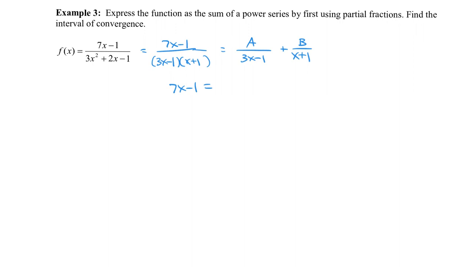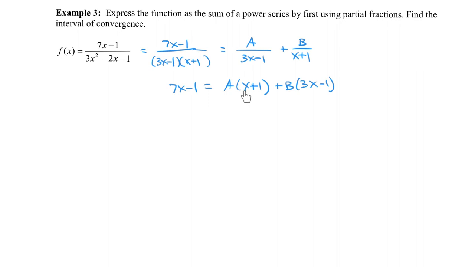And if you remember, what we'll get is a times x plus 1 plus b times 3x minus 1. Usually to solve this, we learn 3 different ways in section 7.4, but the easiest way, generally the go-to way, is you pick an easy value of x to plug in for everything and then solve for one of the constants a or b.